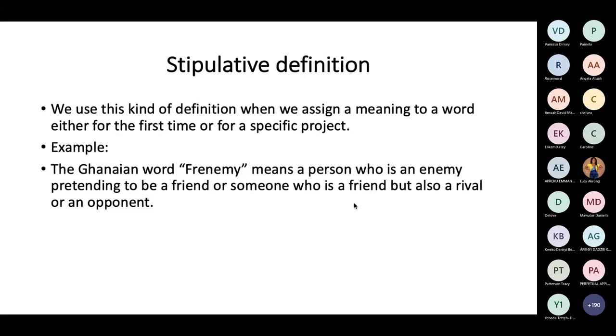So anyone at all can formulate a stipulative definition. That's why it's called stipulative definition. Okay, so the Ghanaian word frenemy means a person who is an enemy pretending to be a friend, or someone who is a friend but also a rival or an opponent. So that's a stipulative formulation within the Ghanaian space. It might not exist elsewhere. So that's a typical example of a stipulative definition. And it was crafted within the Ghanaian space to respond to a particular problem or trend or pattern that has been emerging in the Ghanaian social space.